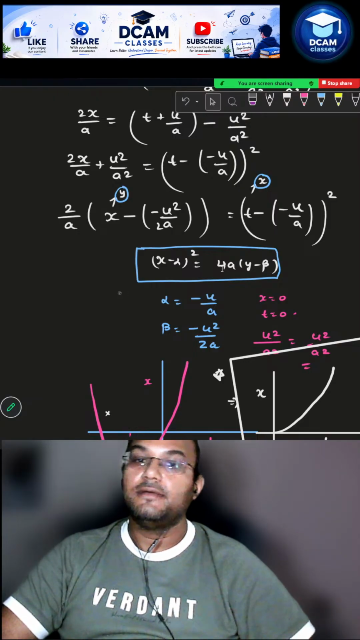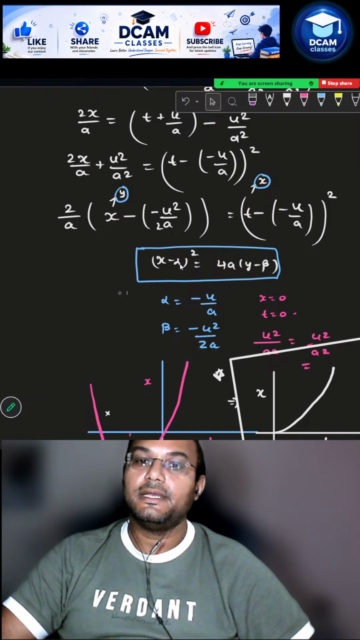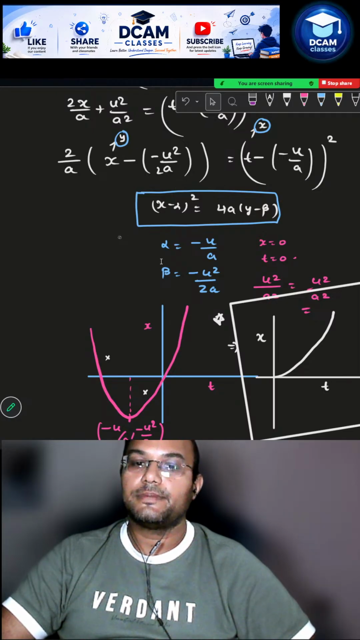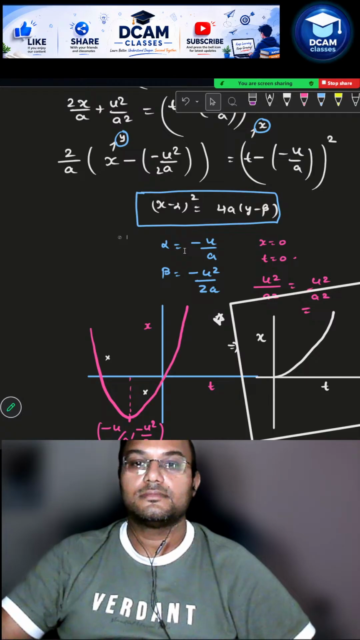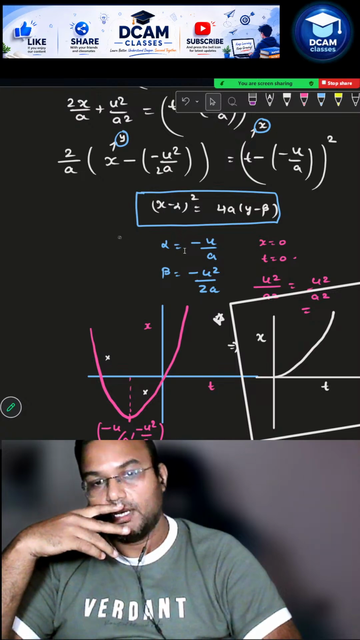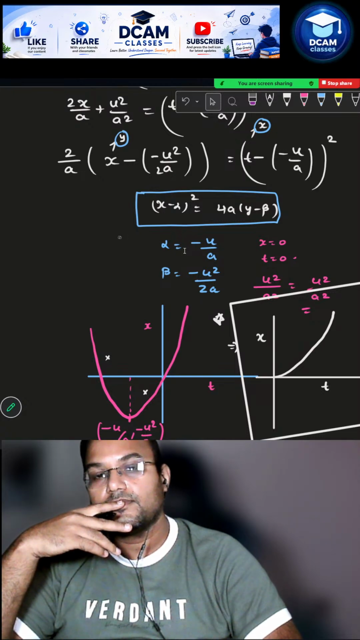Upward facing, but whose center (alpha, beta) would be (minus u by a, minus u square by 2a). Sir, here you have written x minus u square divided by 2a. How did the 2 come here, sir?